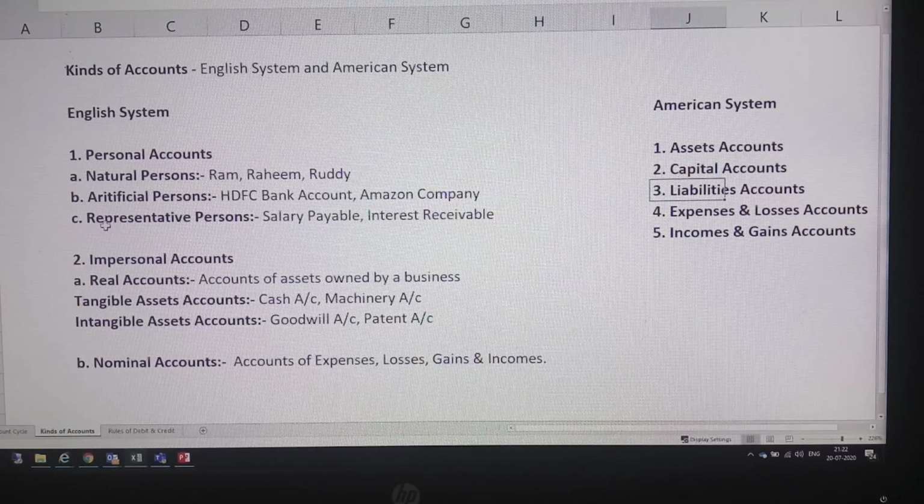Liabilities, also to record any kind of liabilities that are to be received or that we have to pay. Expenses and losses, which is nothing but nominal accounts. Again, it has been split into expenses and losses, and incomes and gains. So this is just a broad difference between the English system and the American system.